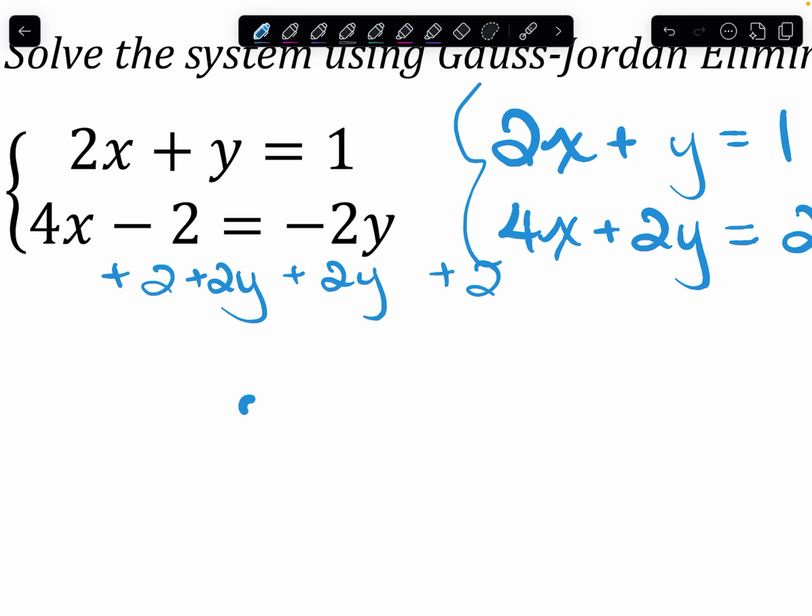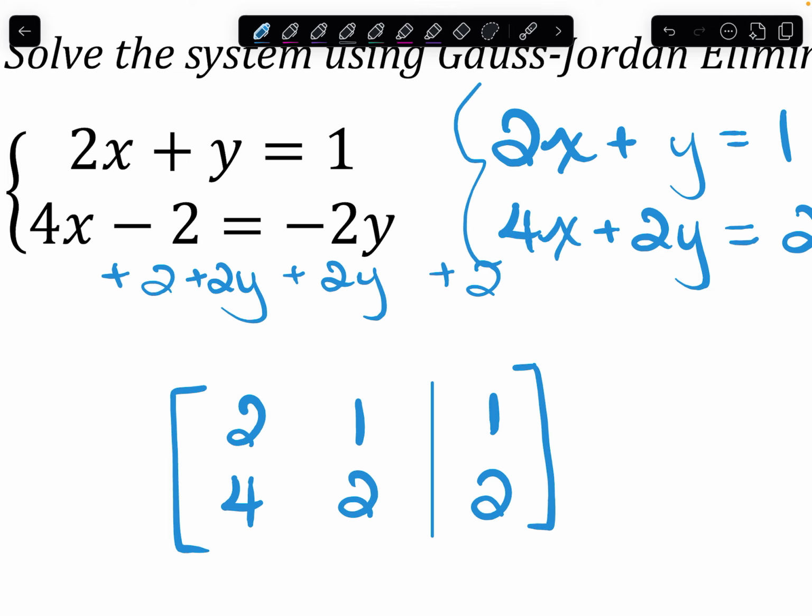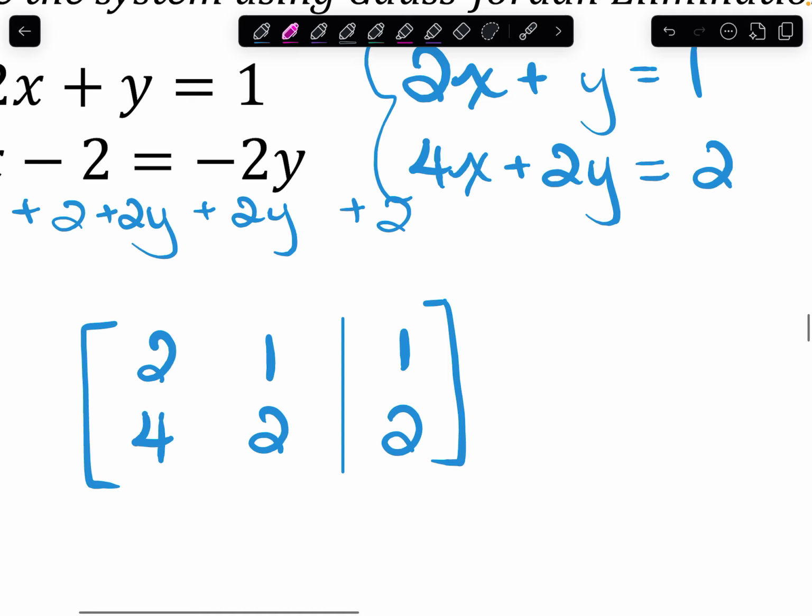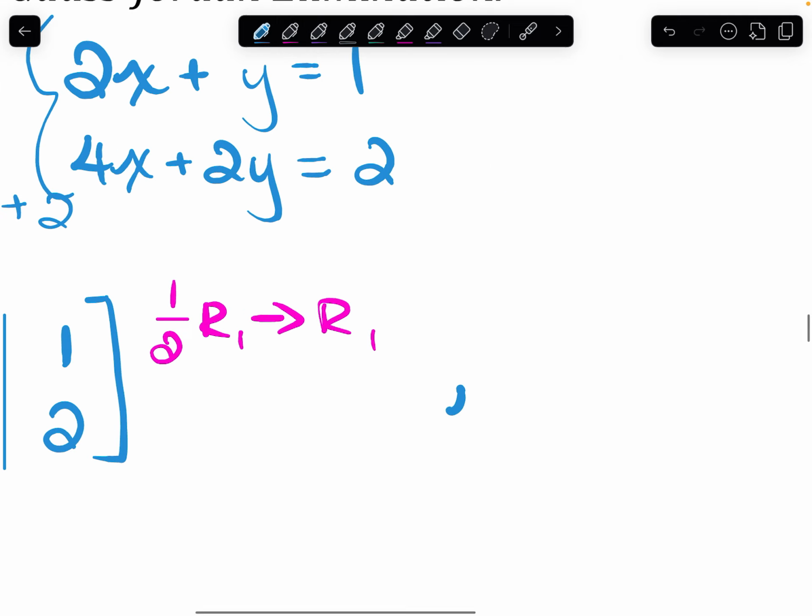Now I can go to my matrix. All right, so first column is x, 2, 4. Second column is y, 1, 2. I like my bar. Third column, 1, 2. All right. First step, get your 1. So that's going to be reciprocal of 2, which is 1/2, times row 1. Replace row 1. Don't touch row 2. So our 4, 2, 2 are staying.